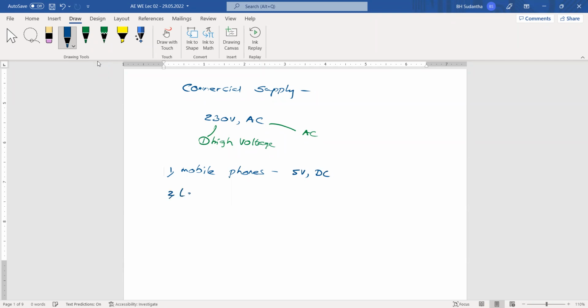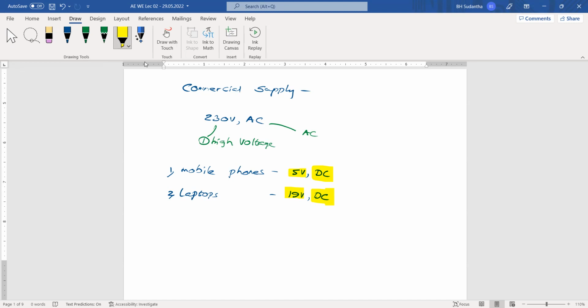And most of the laptops, they need 19 volts DC. I'm not going to talk about the current requirement here. The voltage requirement is this, but all these things, what you can see here is they are DC. Okay, and see this voltage is lower than 230, and the other, this is DC voltage. Then we need this AC to DC conversion to work with our electronic circuits.